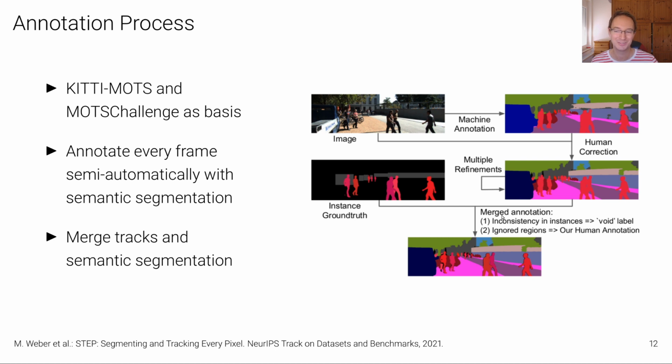And for these merged annotations, inconsistencies in the instances are labeled as void because we can't make a precise statement about those, and so we don't want to penalize algorithms making a mistake in these areas. And second, ignored regions get the label of our human annotations. And this results in the final STEP datasets.